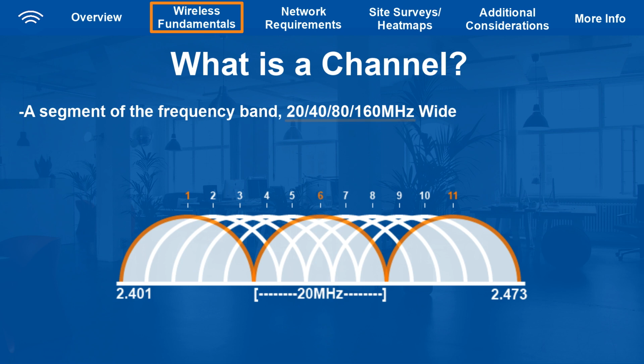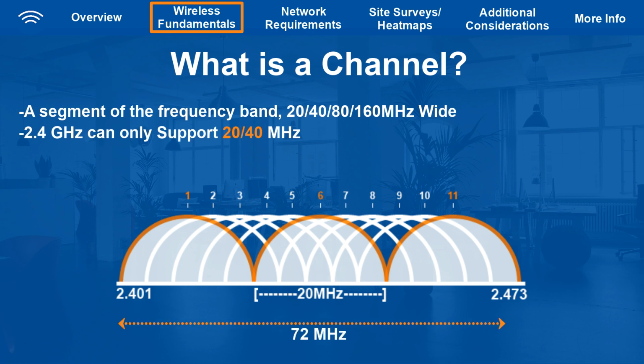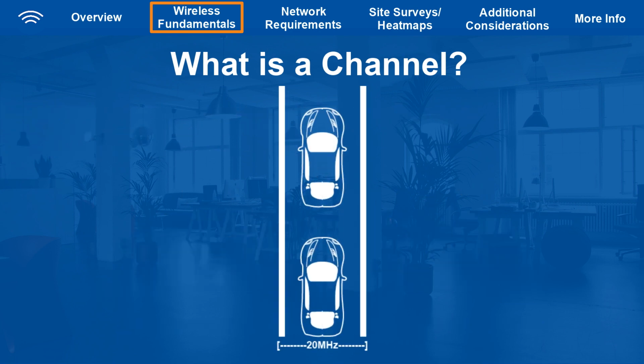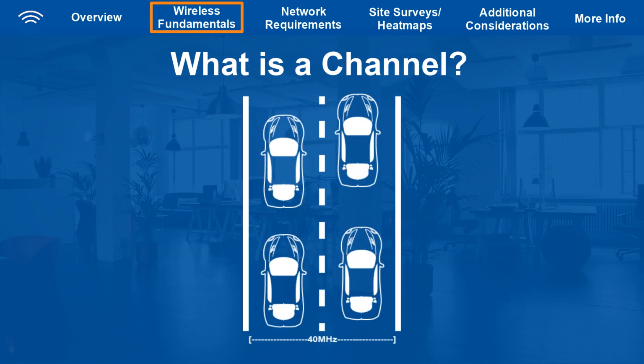A channel is essentially a segment of the frequency band that can be either 20, 40, 80, or 160 MHz wide. 2.4 GHz can actually only accommodate a maximum of 40 MHz wide, since the entire range is only 72 MHz wide itself. The wider the channel, the more throughput capability it has, which means potentially faster Wi-Fi. Think about a channel like a highway. If you double the amount of lanes, you can double the amount of traffic.